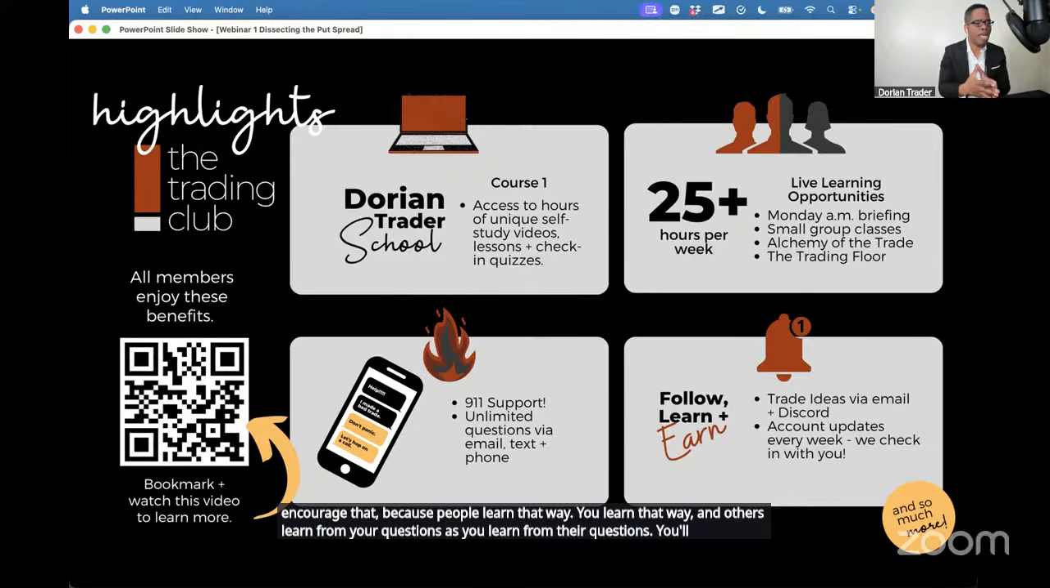You'll be able to share your screen. So if you need to learn how to put on a trade, you can share your screen. We can walk you through it.